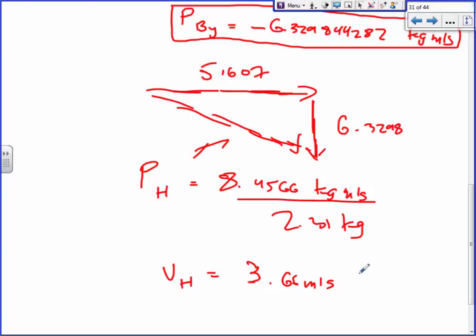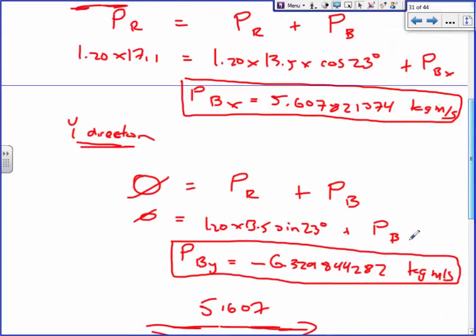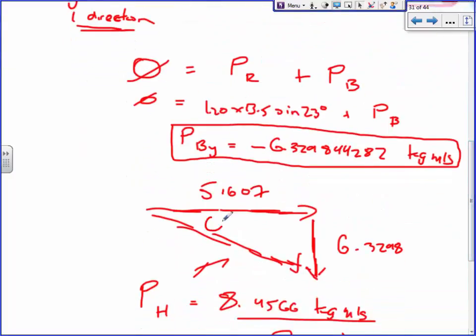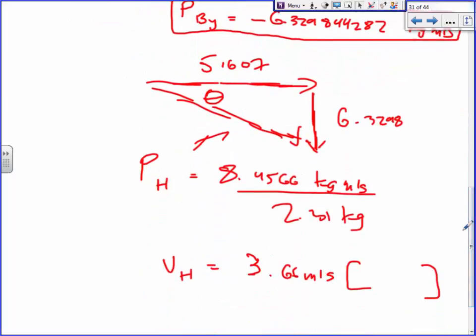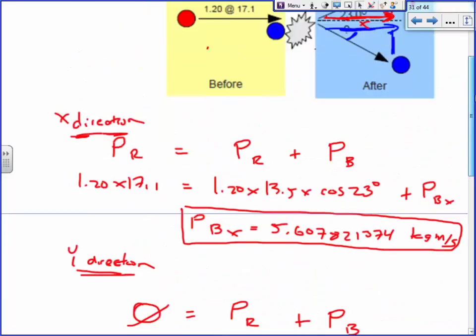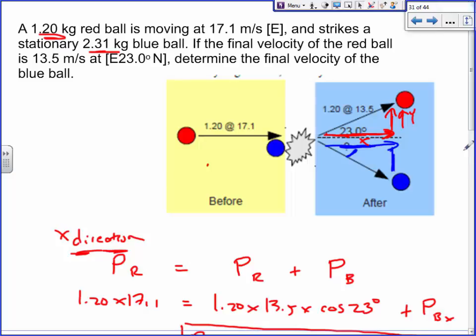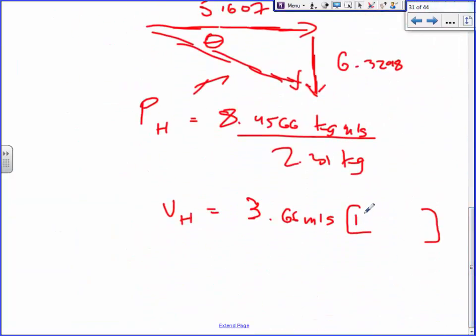If we need to calculate that angle, we need the inverse tangent, probably of this thing right here, to calculate that angle right there. So I will inverse tangent the 6 number divided by the 5 number. I got 48.5. 48.5? Okay. Did you have directions to it? Yeah, it did. East. Okay. So that's east 48.5 degrees to the south.